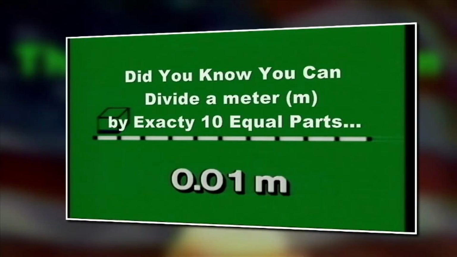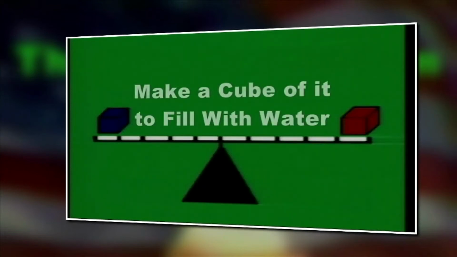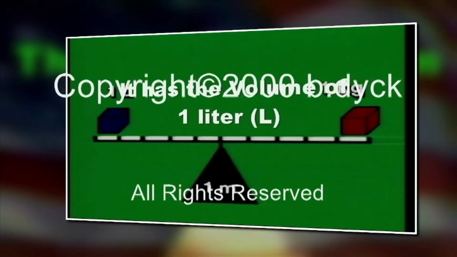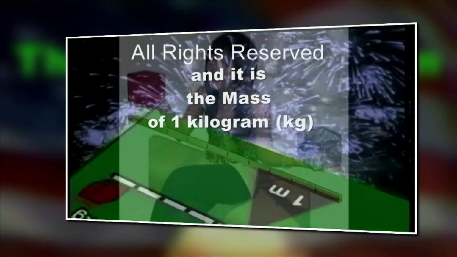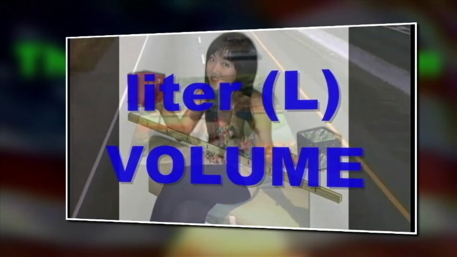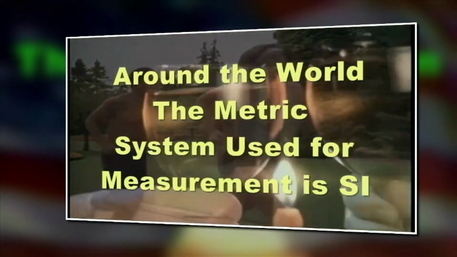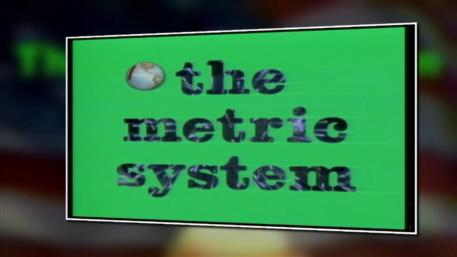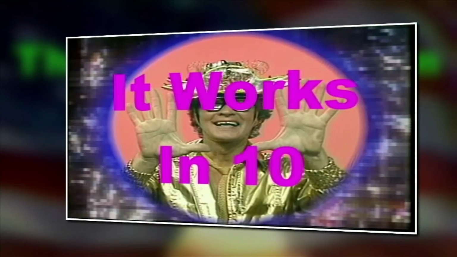Did you know you can divide a meter by exactly 10 equal parts? Make a cube of it to fill with water. It has the volume of 1 liter, and it is the mass of 1 kilogram, all simply related. At home, around the world. The metric system used is SI, the international system. It works in 10.